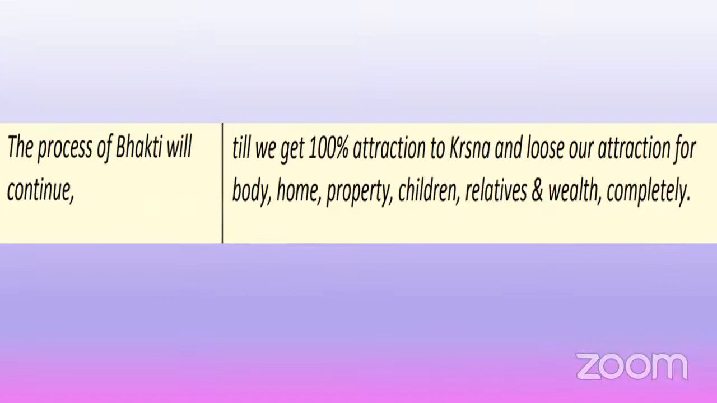Okay. So the process of bhakti will continue till we get 100% attraction to Krishna and lose our attraction for the material. So it will go on, our attraction, 1%, 2%, 10%, 30, 50, 90, 100, like that. So one day we will lose all our attraction for body, home, property, children, relatives, wealth, completely and have 100% attraction for Krishna. That is Prema Bhakti.